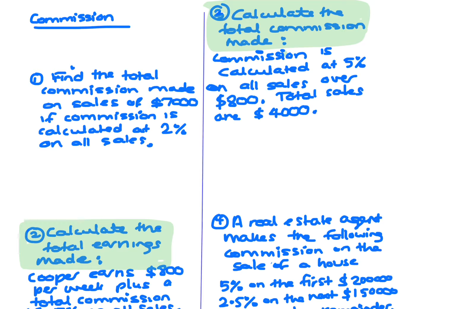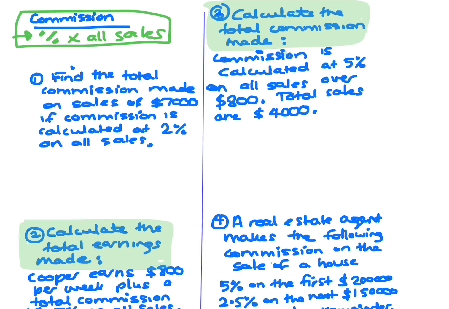Okay, I'm just going to do a bit of a run through on commission. When you earn a commission, you earn a percentage times all of your sales. That's basically what your commission is. It'll just be a percentage of your sales.